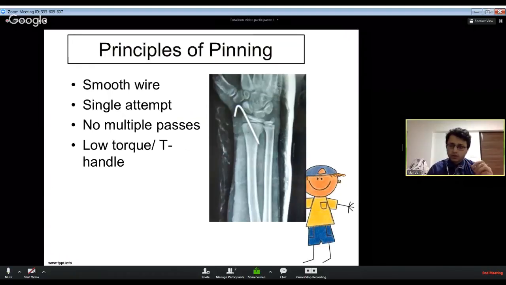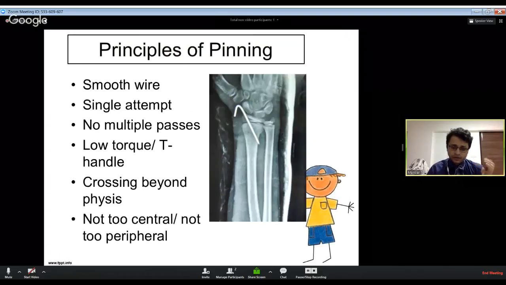So what I do is I use a T-handle into the epiphyseal segment, look at the reduction, hold it in the reduced position, pass it through the physis with the help of a T-handle itself till I reach the proximal cortex, disengage the T-handle and then put on the drill, and then use the drill only for drilling the proximal cortex. If you want to put two wires, then ensure that they cross beyond the physis.